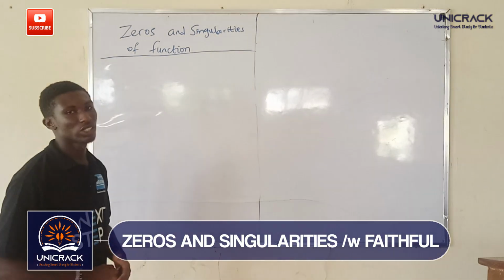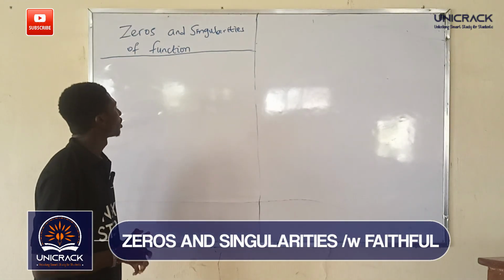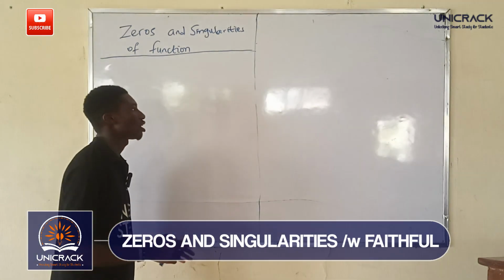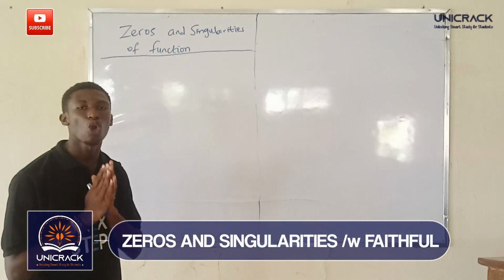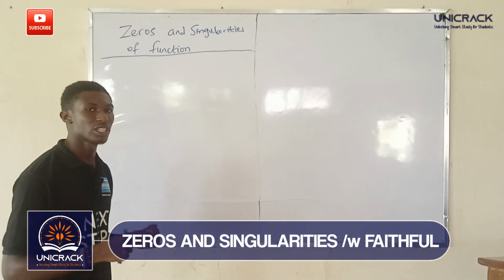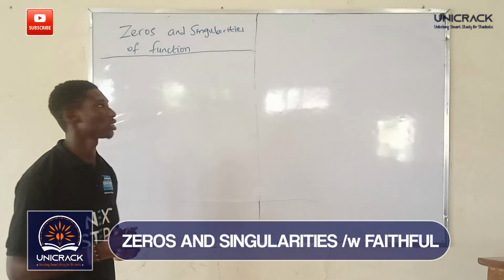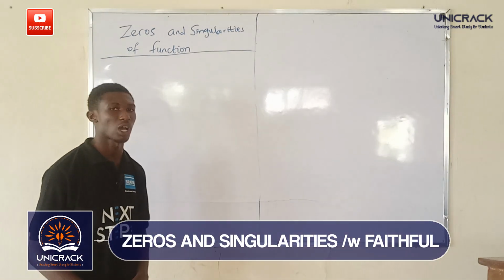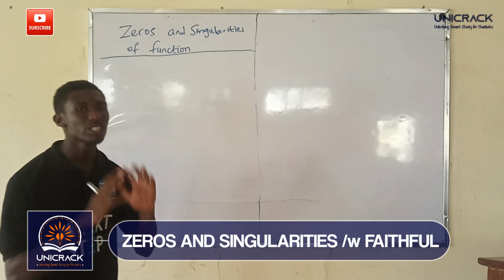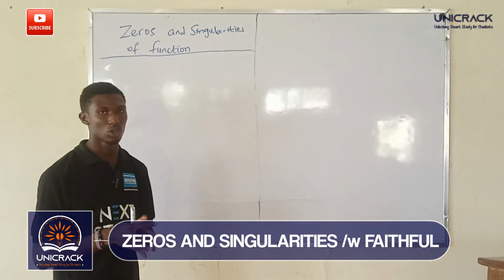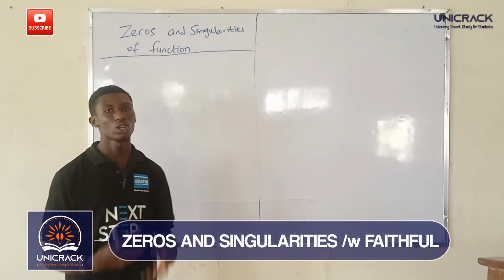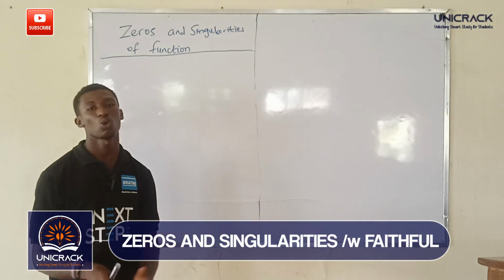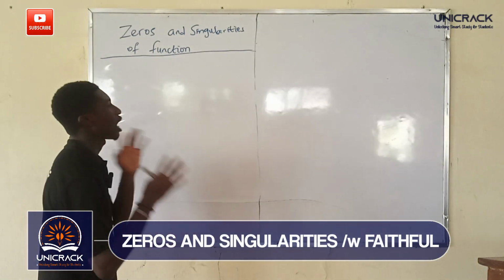So what is the singularity of a function? The singularities of a function are the values of x that make a function undefined or invalid. Now, I said from the beginning of this video that I would explain the slight variation between the zeros and the singularities of a function. The zeros of the function make the entire function equal to 0, while the singularities of a function make the function what? Undefined or invalid.